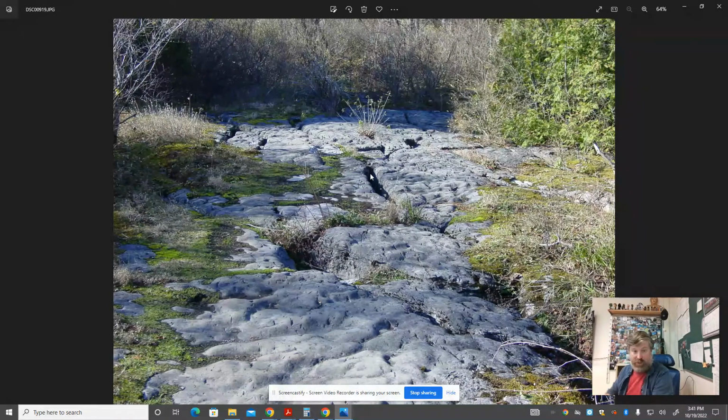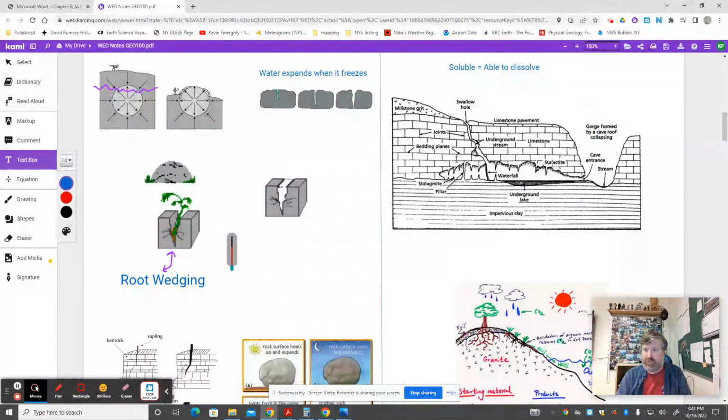So picture, if you will, that happening with limestone, calcium carbonate. The water picks up those ions, and as it flows, it carries them downstream to eventually somewhere maybe form fresh deposits. In fact, I'm going to pause for another picture.